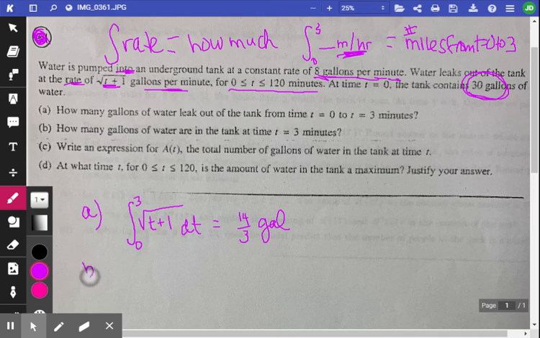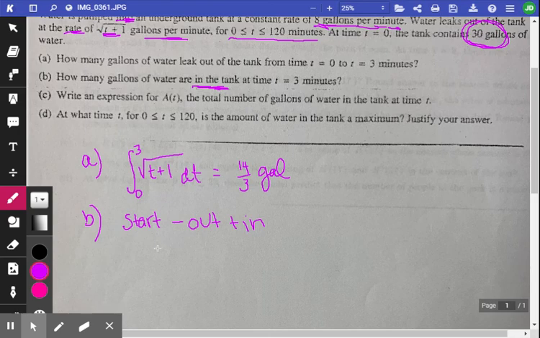Part B. How many gallons of water are in the tank at time t equals 3 minutes? Now I want to know not just how much went out, but how much is in it. When I want to know how much is in the tank at any given time, I need to consider how much I start with, take away how much goes out, and add in how much goes in, or vice versa. I usually do it in the other order, so how much do I start with? I start with my 30 gallons. I'm going to add in how much went in, and I'm going to take out how much went out.